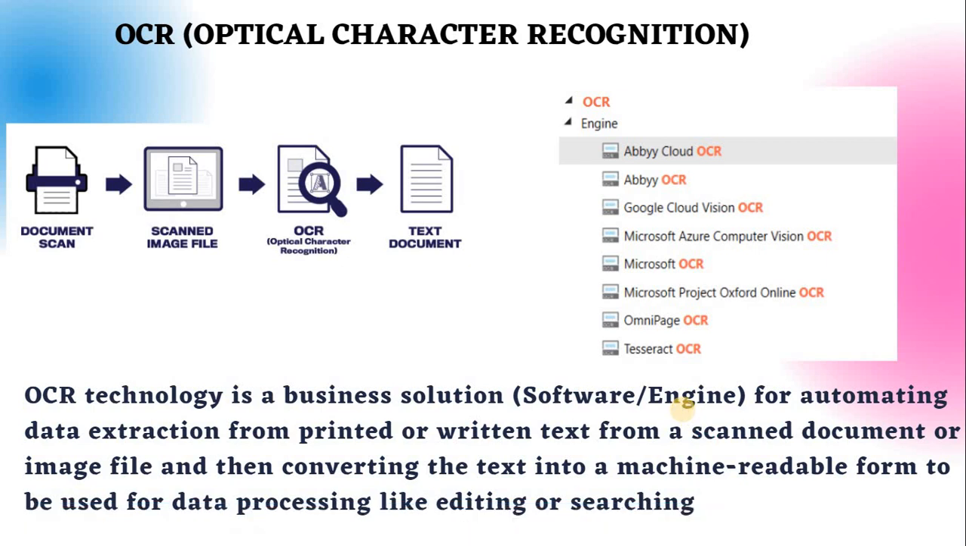In UiPath we have different OCR engines like Abbyy Cloud OCR, Abbyy OCR, Google Cloud OCR, Microsoft OCR, Tesseract OCR, OmniPage OCR, Microsoft Project Oxford Online OCR. Apart from these, there are also other OCR engines available in the industry. We just need to take a license for that, and integrate that OCR into UiPath as well.